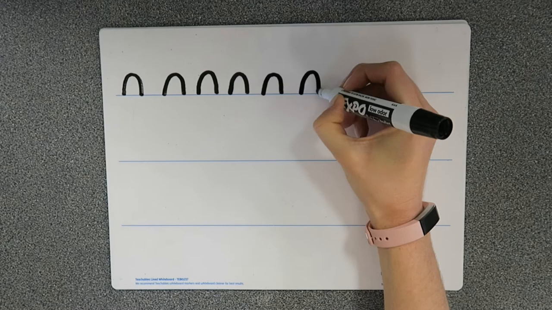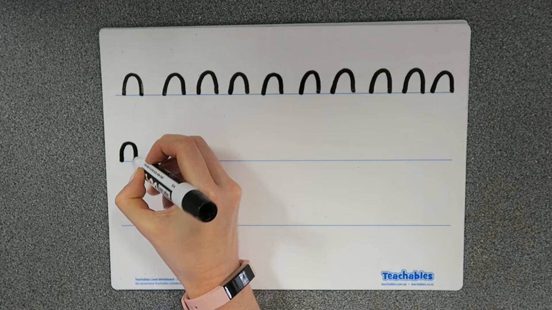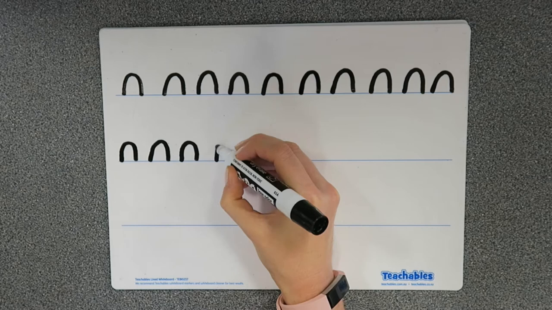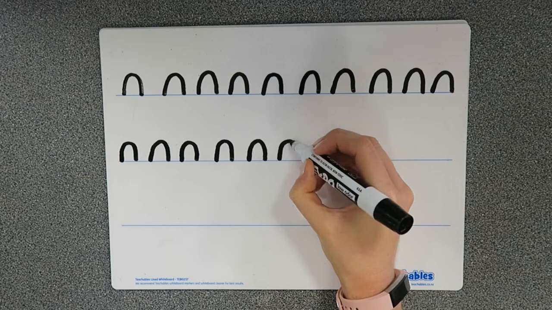Sweep down. Now remember, this is the shape that you need when you're writing the letter H, when you're writing the letter M, N, and the letter R. The letter R is a little bit different. I'll show you on the bottom line.